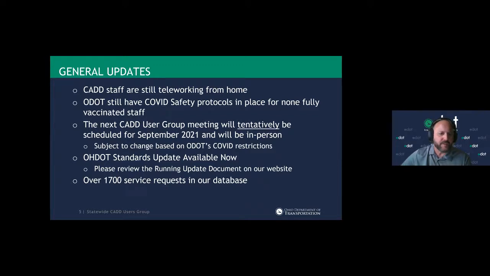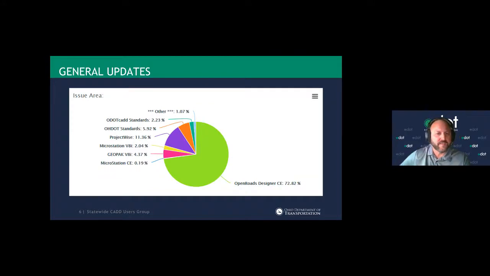And then I just wanted to mention we have over 1,700 service requests now in our database. We are tracking all of our service requests. And just some quick statistics. Open Roads Designer seems to be the big issue area for individuals. We're at 72% roughly on surface tickets for open roads. And then some of the other obvious things there, project-wise and some of our older standards as well.